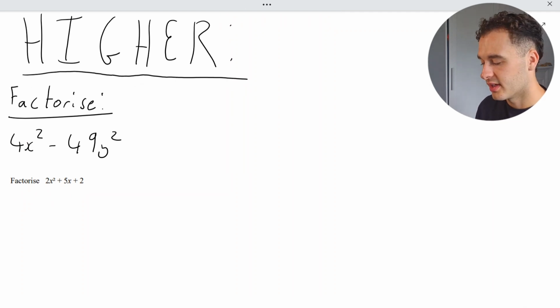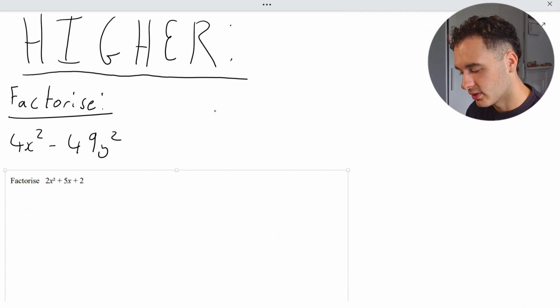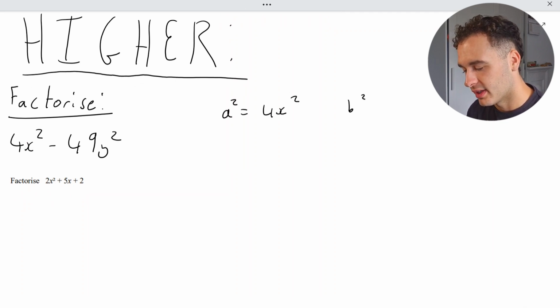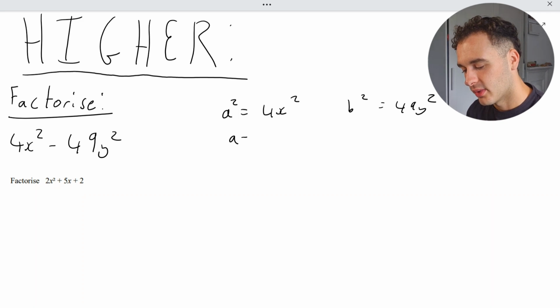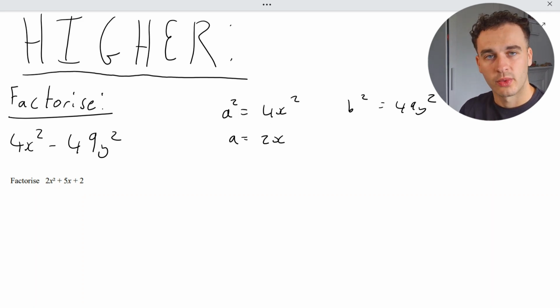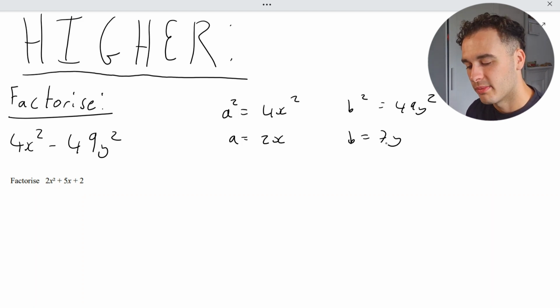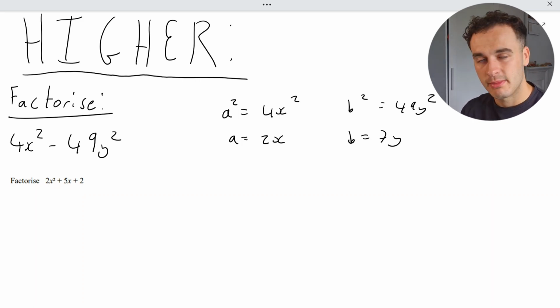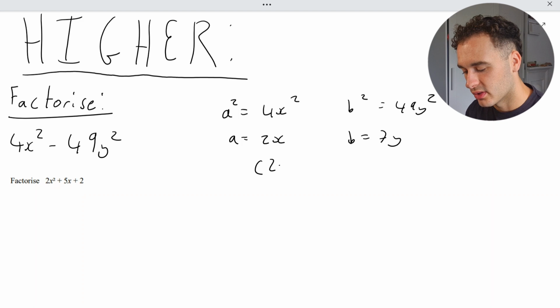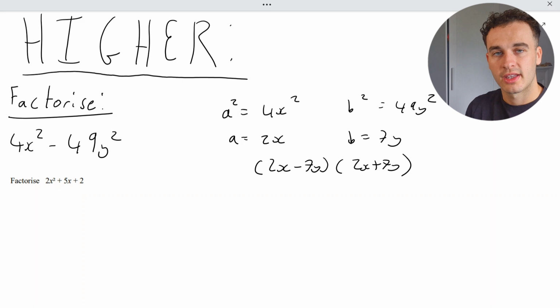So this first factorisation is still difference of two squares. You've just got to spot that a squared is 4x squared and b squared is 49y squared. So we take the square root of both terms, the 4 and the x squared. So a is just 2x because the square root of 4 is 2 and the square root of x squared is x. And b would just be 7y because the square root of 49 is 7 and the square root of y squared is y. And then it's simply a minus b, a plus b is your format. So your answer is 2x minus 7y, 2x plus 7y. Okay, so that is your final answer.